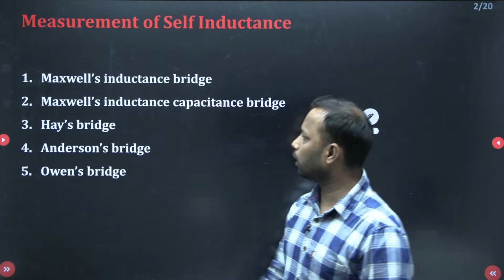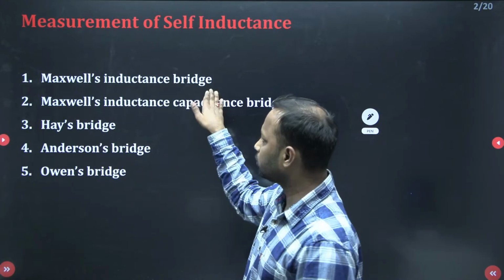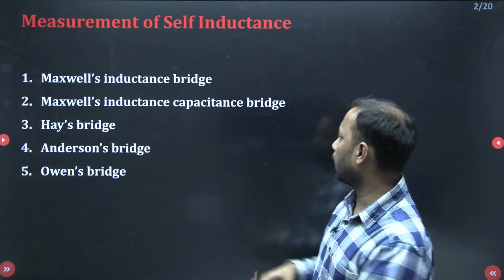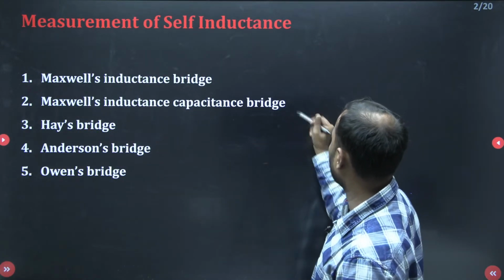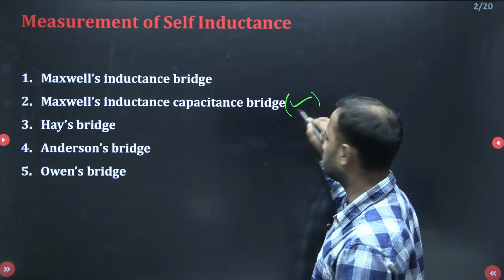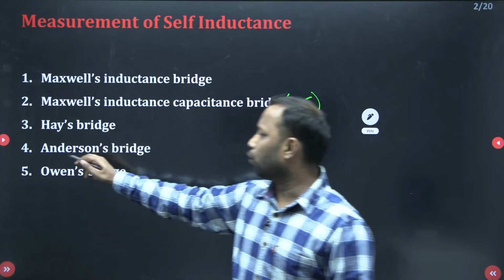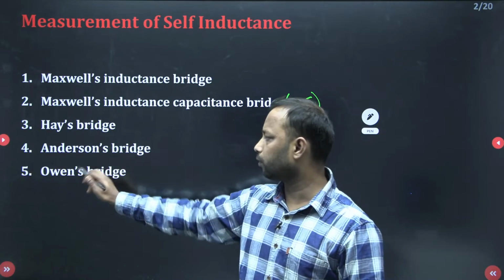The first bridge is the Maxwell inductance bridge. The second one is the Maxwell inductance capacitance bridge. This bridge is very important. The next bridge is the Hay bridge. The fourth one is the Anderson bridge, and the fifth one is the Owen bridge.